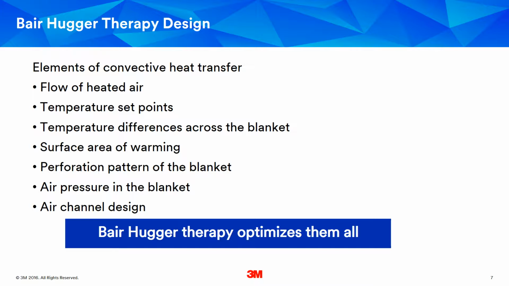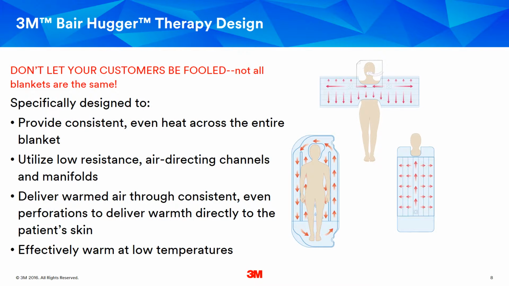Air channel design. Blanket design must allow for air to move from where it enters the blanket to the far reaches of the blanket effectively. Bair Hugger blankets use a central channel and manifold design, where others use mouse mazes and waffle stamps. Bair Hugger blankets are specifically designed to provide constant, even heat across the entire blanket, utilize low resistance air directing channels and manifolds, deliver warm air through consistent, even perforations to deliver warmth directly to the patient's skin, and effectively warm at lower temperatures.